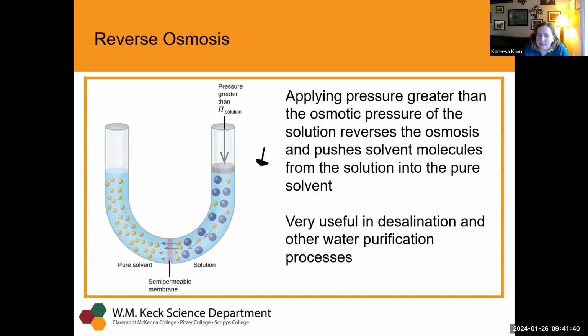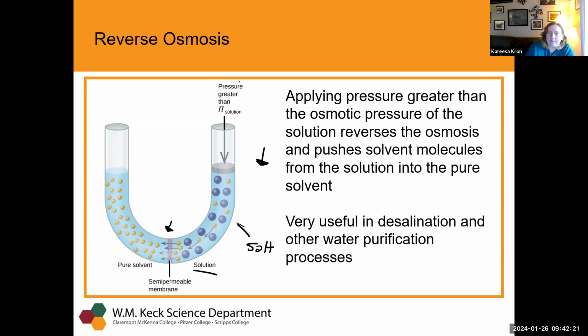And what that does is it forces the solvent here to start traveling towards the pure solvent side, even though the concentration is lower over here. And when we do this, what we're effectively doing is we're forcing this solution to contribute solvent back to the pure solvent side, and we're purifying as much pure solvent as we can. And so this actually has applications in desalinization and other water purification processes, because you can imagine that these sort of blue solute molecules here are salt.